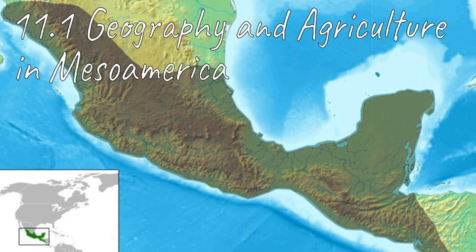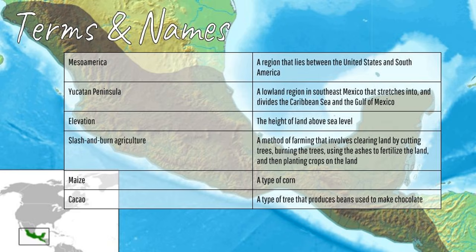As always, there are vocabulary terms that you're responsible for. We got a lot of them this unit, so you're going to want to make sure that you're solid and squared away on what these mean. They are Mesoamerica, Yucatan Peninsula, elevation, slash and burn agriculture, maize, and cacao. And when you hear this sound, you know you've heard a vocabulary term in the podcast.